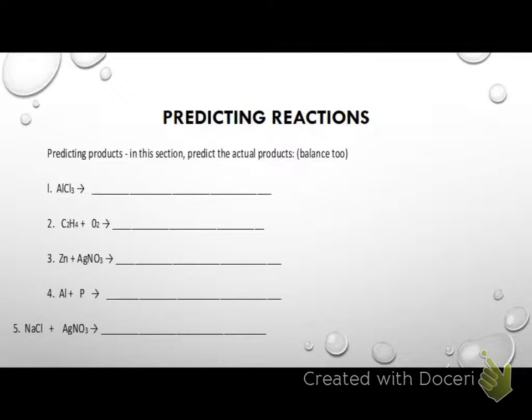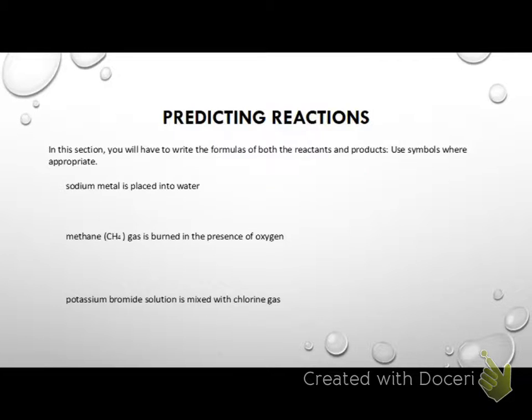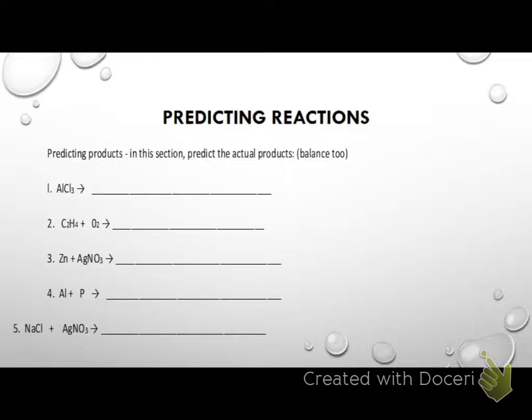Aluminum chloride is going to break down because it's decomposition, and the only thing it can break down into is aluminum plus chlorine. And when chlorine is by itself, remember it's a Brinkelhoff, so we're going to write that as Cl2. So we always predict, then balance. Remember that. So now we're going to balance that.